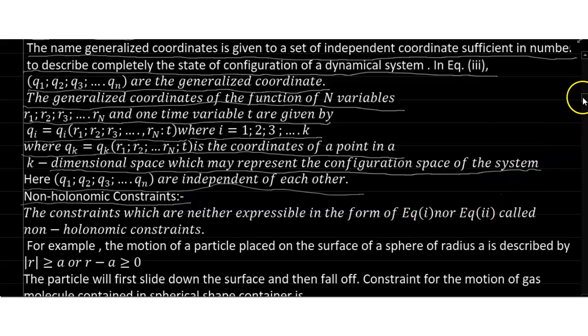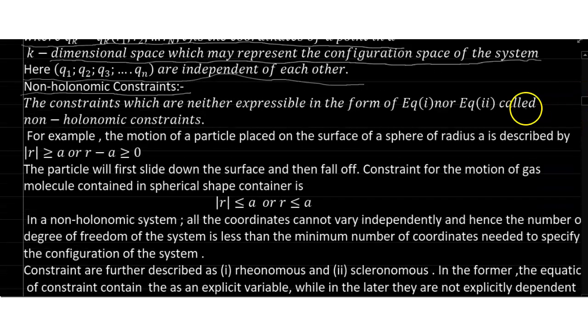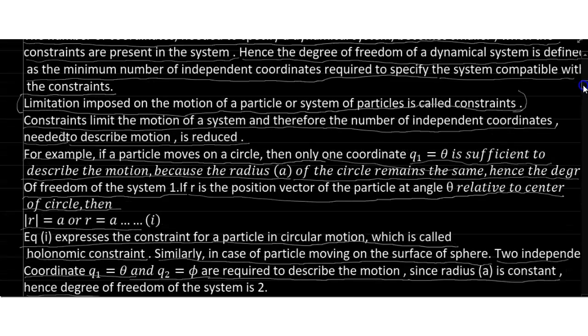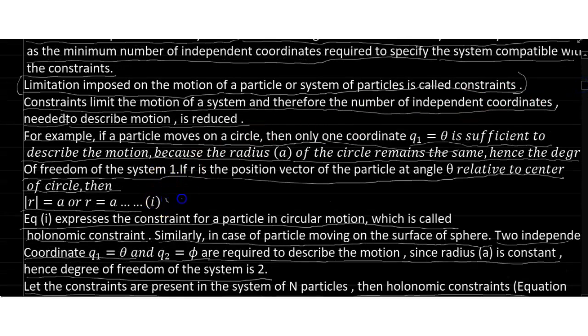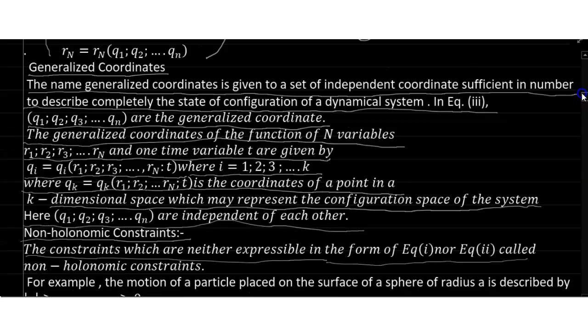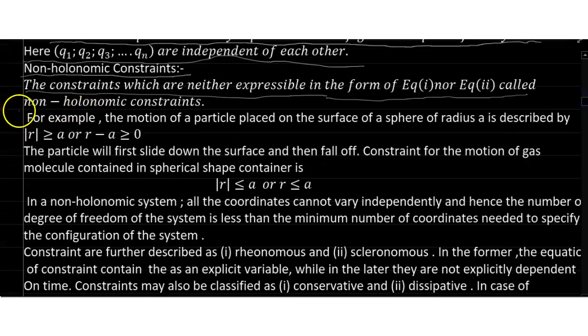Non-holonomic constraints. Now we will discuss non-holonomic constraints: the constraints which are neither expressible in the form of equation 1 nor equation 2. This is equation 1 this way, and this is equation 2 this way. Those I cannot express this way are called non-holonomic constraints.